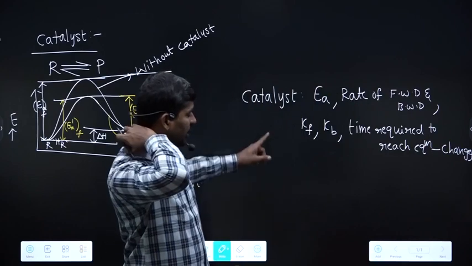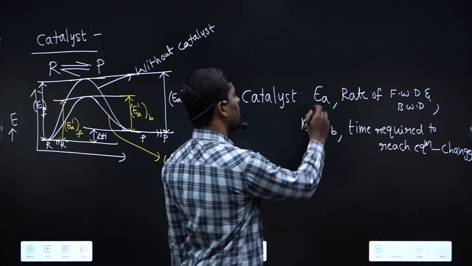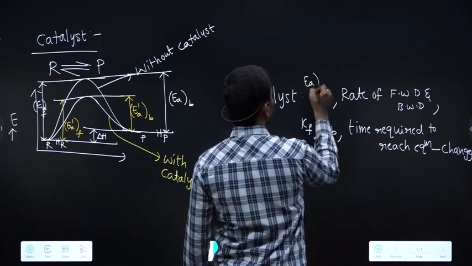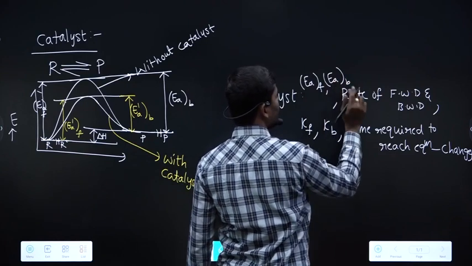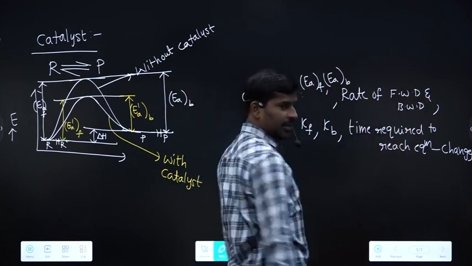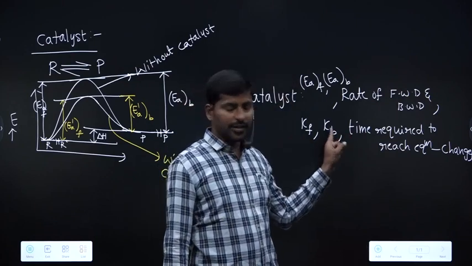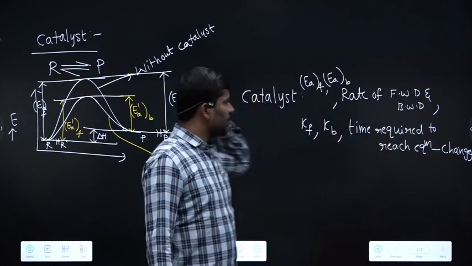By using a catalyst, what are the changes we observe? Activation energy changes for both forward and backward reaction, EAF and EAB. EAF changes, EAB changes, the rate of forward and backward reaction changes. That means the rate constant for the forward reaction changes, the rate constant for the backward reaction changes, and the time required to reach equilibrium changes.